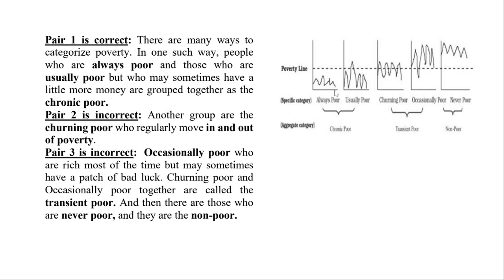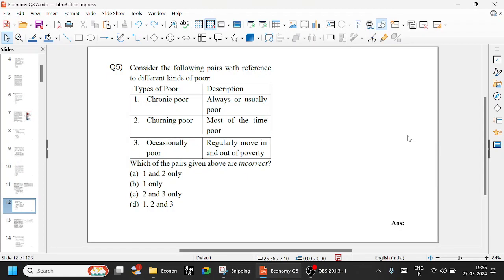If this is the poverty line, those below the poverty line are called always poor, and those usually poor, somewhat below the poverty line, are also there; both are called chronic poor. Transient poor is churning poor plus occasionally poor, and non-poor means never poor, basically the rich people. Those going up and down are not part of the transient poor. So these terms and definitions are also important, because such a question can come, as poverty is a very important topic globally. Fine, we'll continue in the next class with the next set of questions. Thank you.